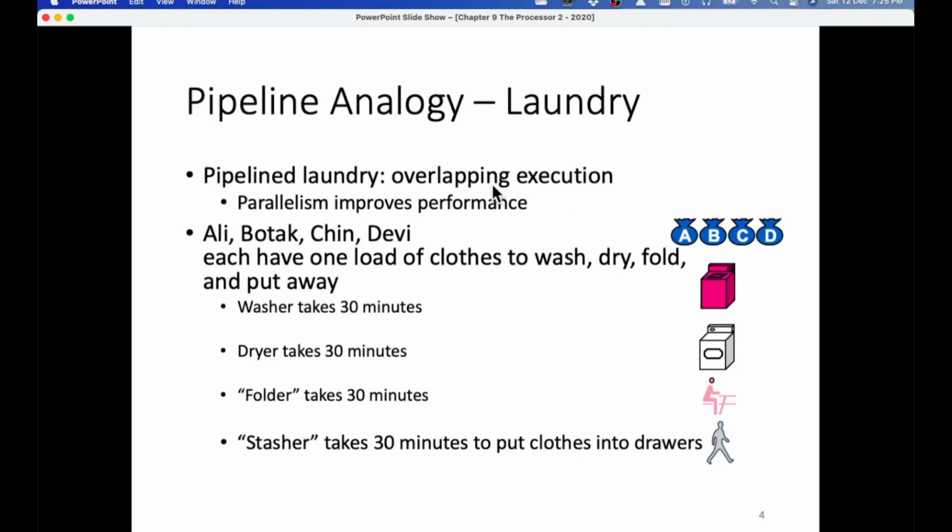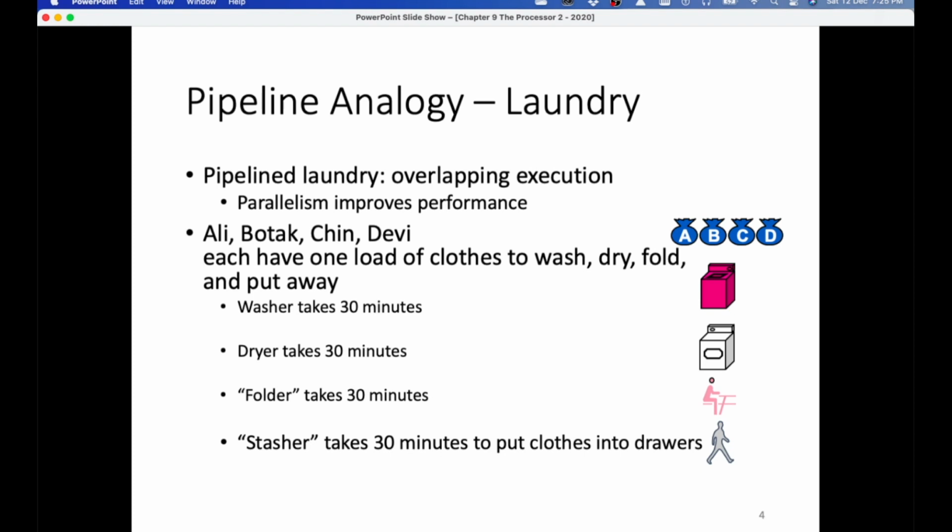Before we focus on pipelining in a processor, we look at the analogy of pipelining in a laundry system. For pipeline laundry, it means that we have overlapping execution in the laundry process. Let's say we have 4 students here, Ali, Botak, Chin and Devi, A, B, C and D. Each student has one load of clothes to wash, to dry, to fold and to put away. So there are four stages for finishing one load of laundry.